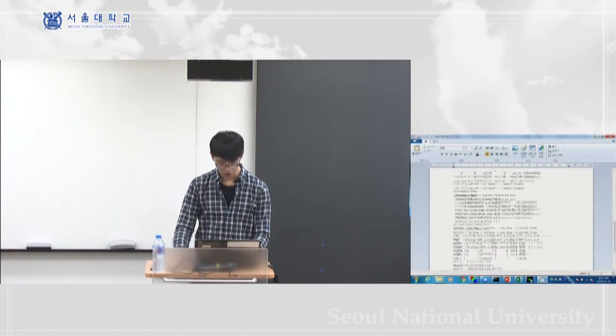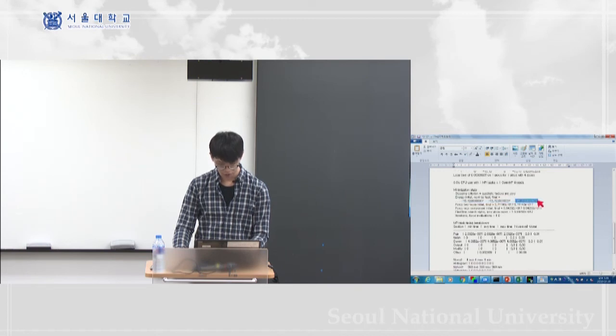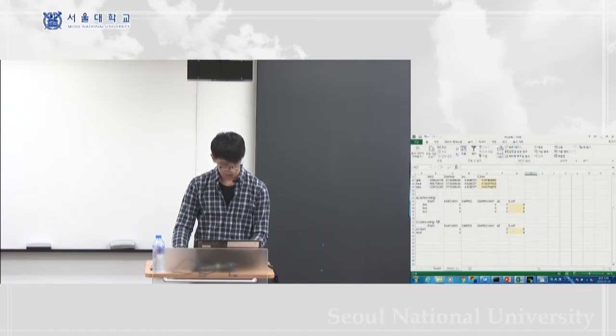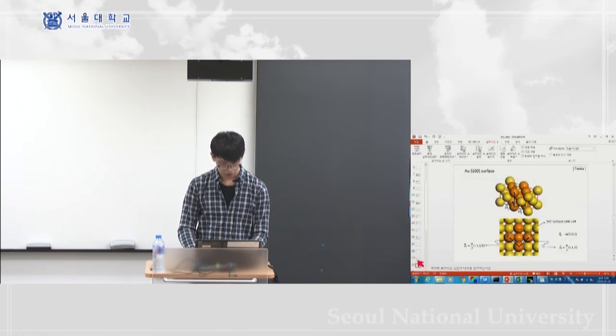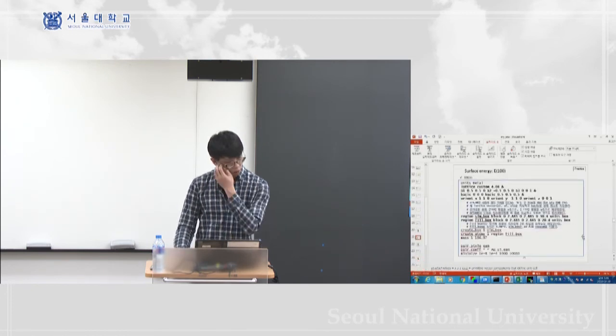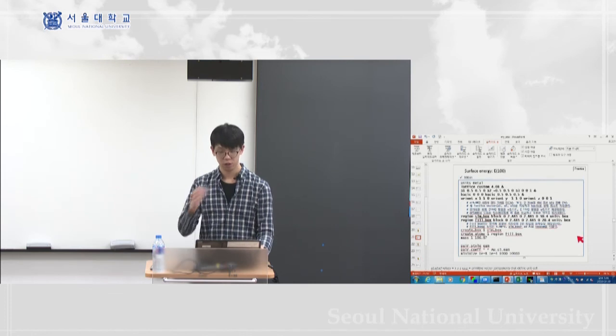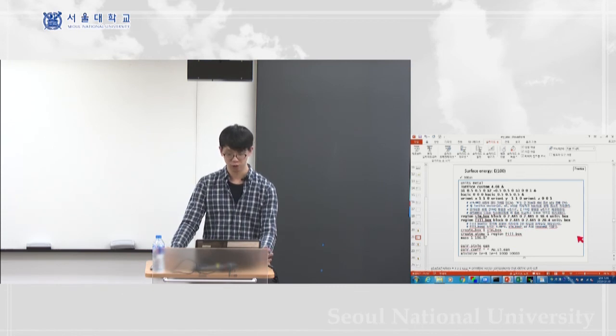And the potential energy, the structure energy, is here. So you write it down somewhere. And then we're going to calculate the structure energy of one surface slab with 100 direction.